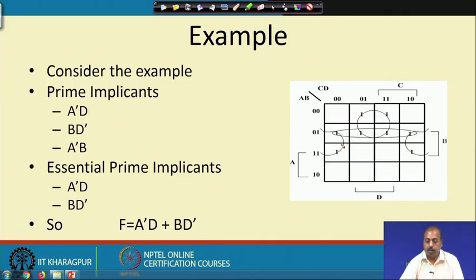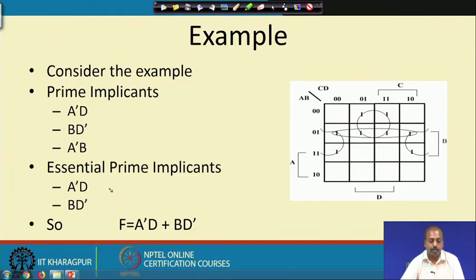So, all the ones are getting covered, but in that case we do not need this particular grouping of A bar B. So, A bar B is not essential. You can take A bar D and B D bar, but if you take A bar D and A bar B, then also it is fine. So that may be another possibility. So this is also not unique.